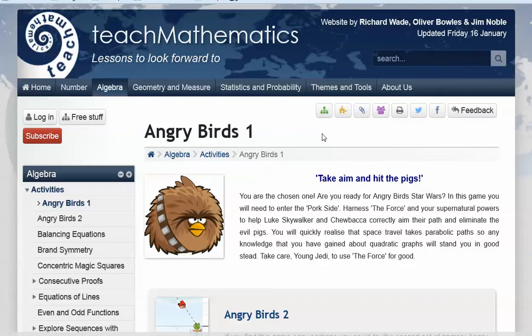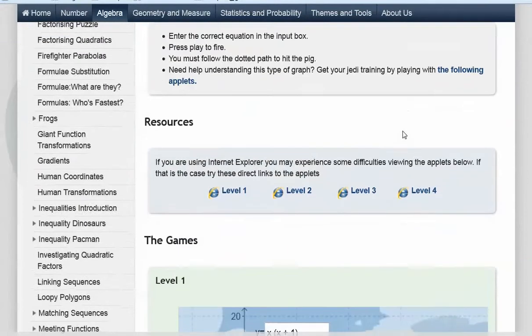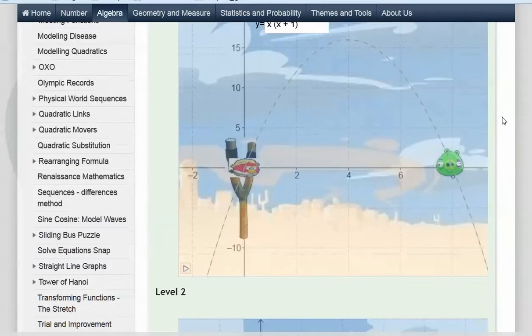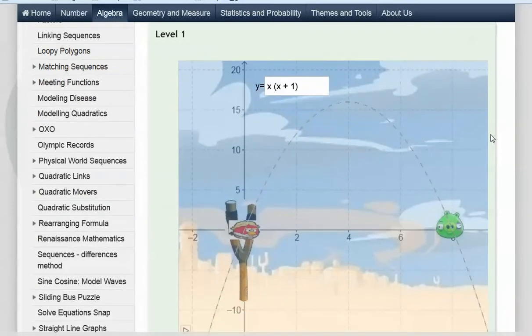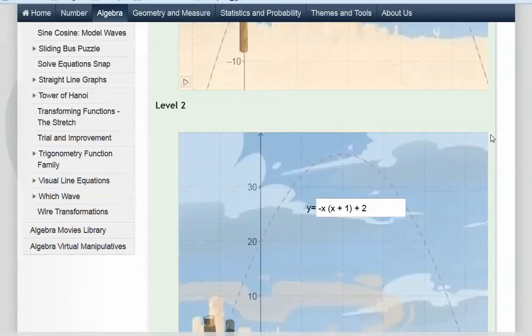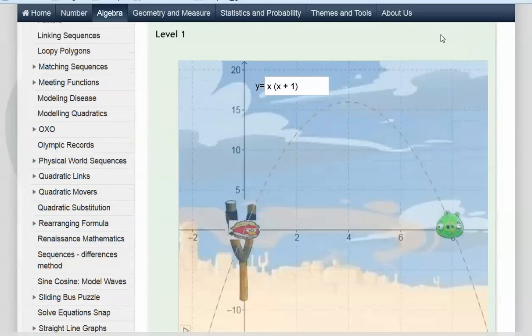Another style of activity, and definitely one of our more popular ones, is this one, Angry Birds, which is based on the popular game and involves working through some tasks using these GeoGebra applets to simulate angry birds hitting their targets by working out which quadratic function is required to do so.